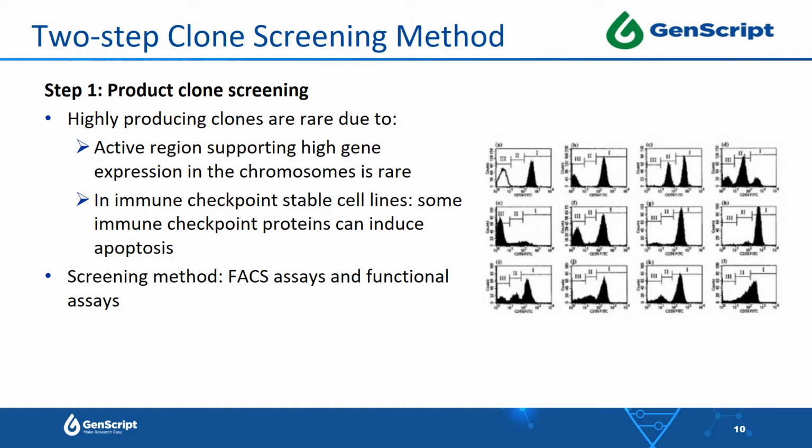Highly producing clones are actually rare, because active regions in the chromosome supporting high gene expression are rare. Also, in the case of immune checkpoint stable cell lines, some immune checkpoint proteins can actually induce apoptosis. Therefore, it is very necessary to screen for the clone with the best performance as the product clone. The screening method we use includes both FACS assays to check the expression as well as functional assays.